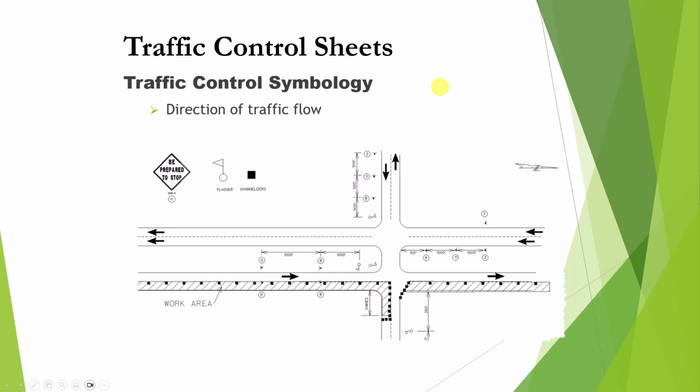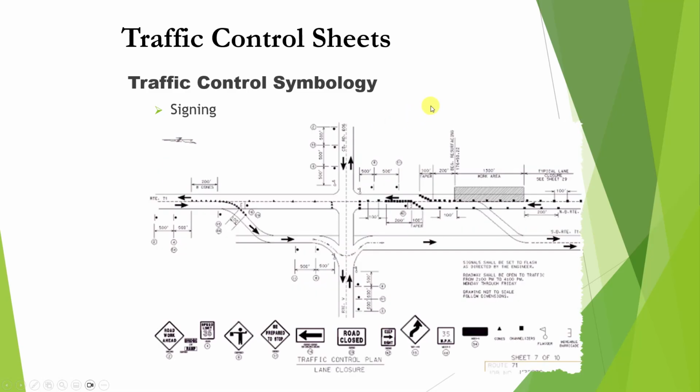Direction of traffic flow, you'll see that. Usually you'll see with the arrows, it'll tell you which way the traffic is flowing. Okay, you can see that. Signing, you'll see the signing again. You're looking for the number. It's really tough to see, but if you can find the sign number and look below, you'll see it'll correlate with whatever sign that's down here.